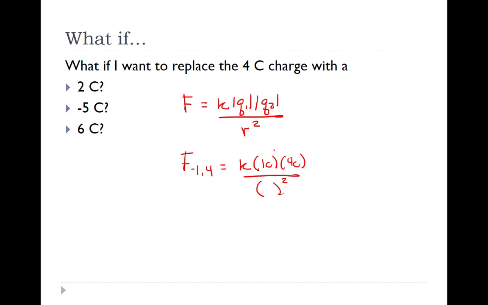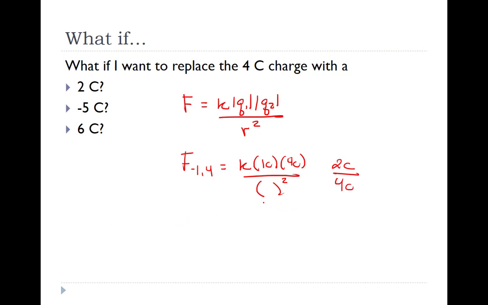So really, what I need to do to switch from a 4 Coulomb charge to a 2 Coulomb charge is take this, divide by 4 coulombs, and multiply by 2 coulombs. And if I want to switch from 4 coulombs to negative 5, I would divide by 4 and multiply by 5. And same thing for the 6.